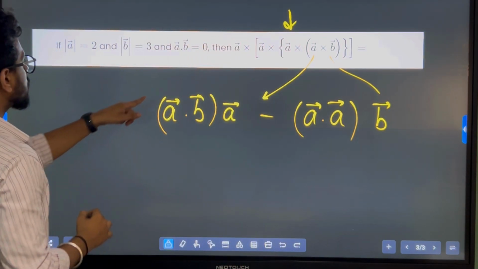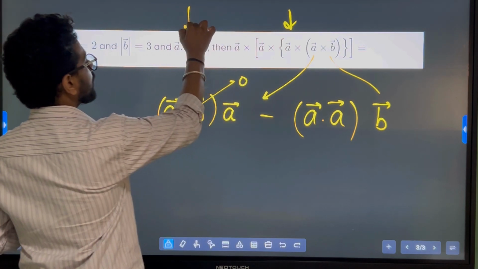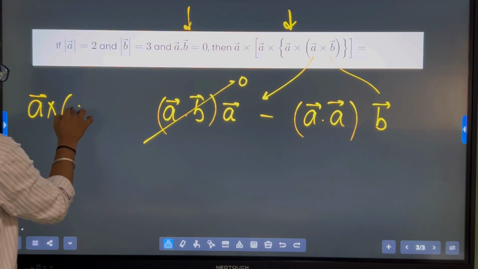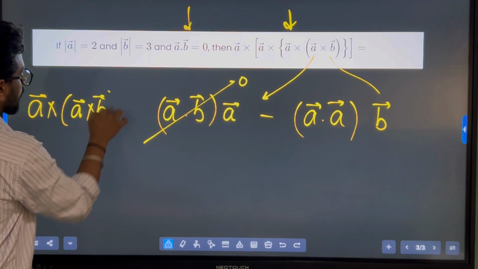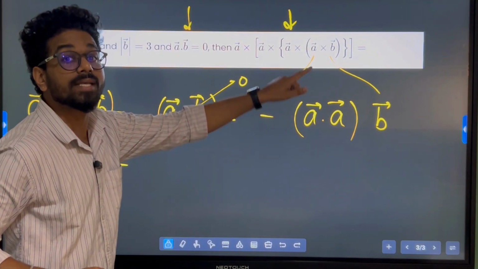Alright. So now A dot B is 0. So this part is 0 already given. And this A cross of A cross B is equal to what? Minus A dot A. What is A dot A, guys?